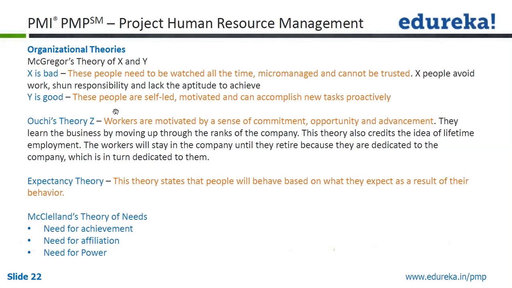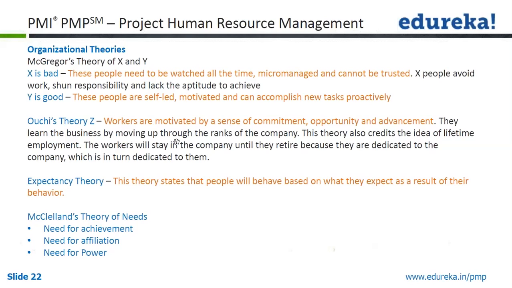Theory Y: the people are self-led, motivated, and can accomplish new tasks proactively. So these are McGregor's theories. He has two types of people: one who needs to be micromanaged, and second, who are self-motivated. Ouchi's Theory Z. Ouchi is a Japanese expert. He has a Theory Z in which workers are motivated by a sense of commitment, opportunity, and advancement.